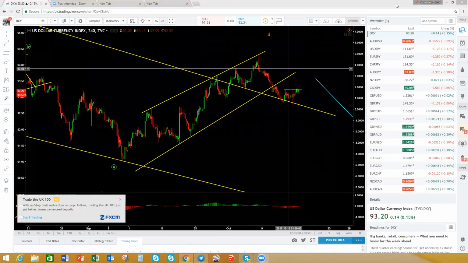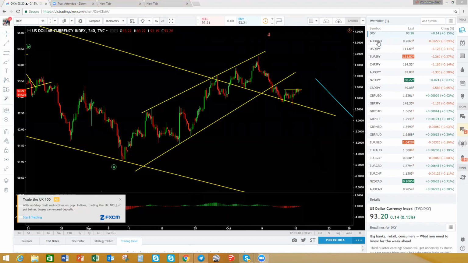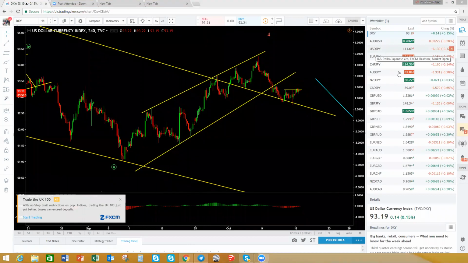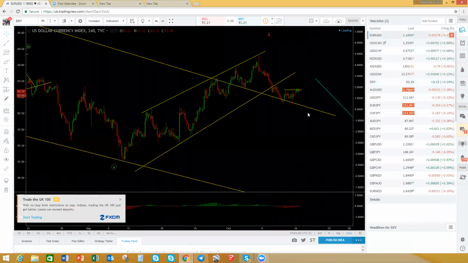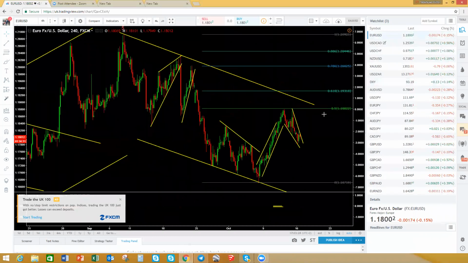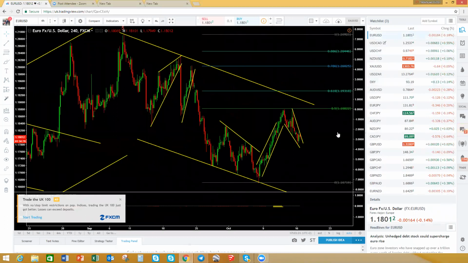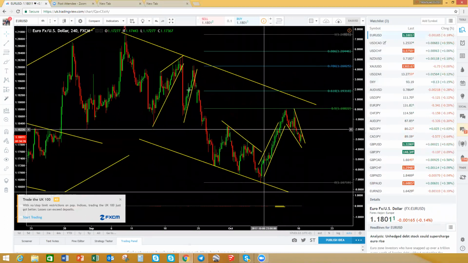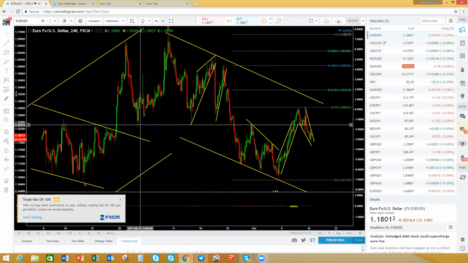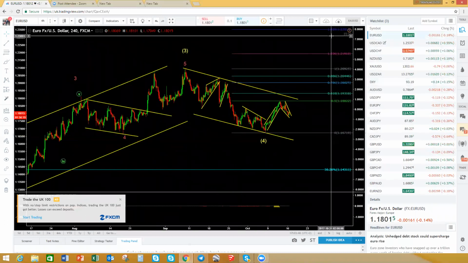So you cannot talk about the dollar index without talking about the euro US dollar, because that is the exact opposite. So I'm going to look at euro US dollar now. Euro US dollar is exactly the opposite of the dollar index. Let's go to that one. Euro US dollar also in wave 4, but we're anticipating the upside move.